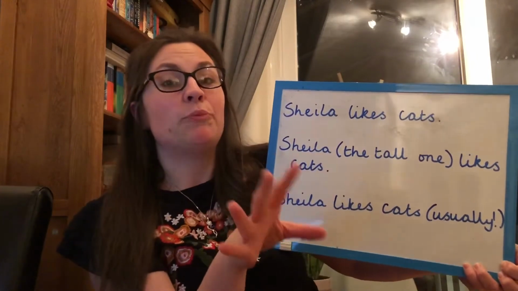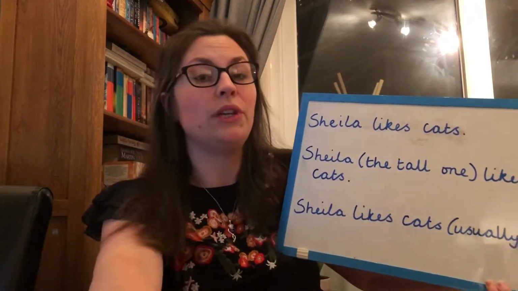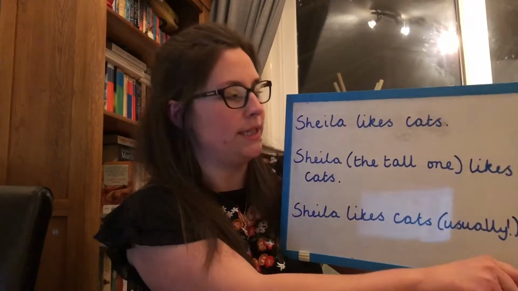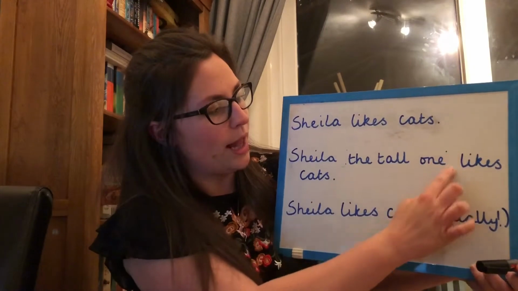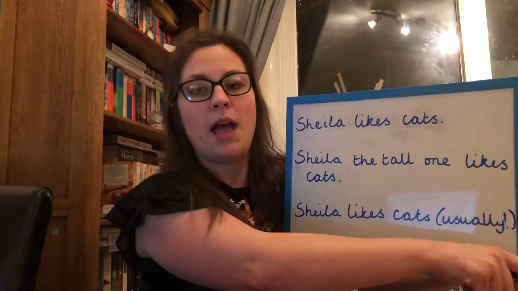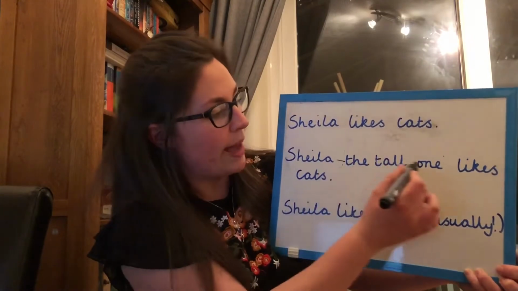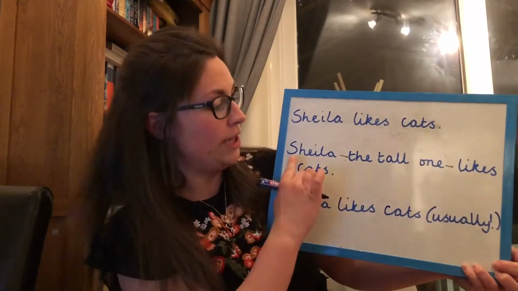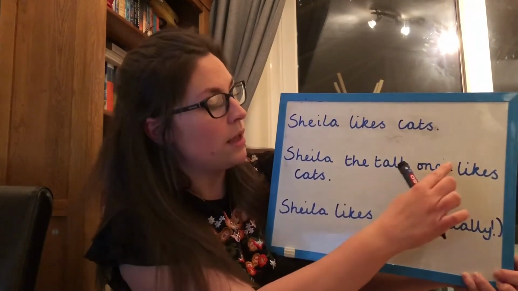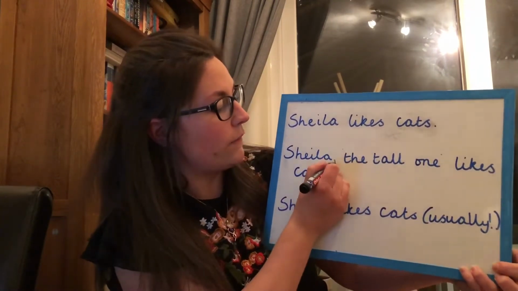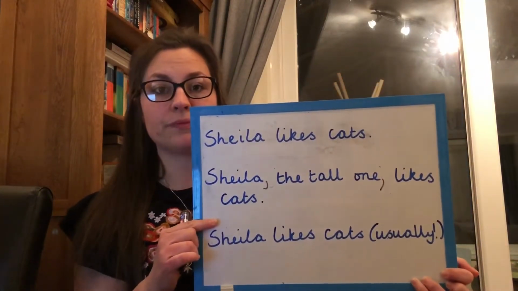Now, with parenthesis as well, you don't always have to use brackets. You can also use commas or dashes. So if I wanted to punctuate this parenthesis on the middle example a little bit differently, I could use dashes on either side of my extra information: "Sheila - the tall one - likes cats." Or I could use commas, "Sheila, the tall one, likes cats," and it would still be fully grammatical.